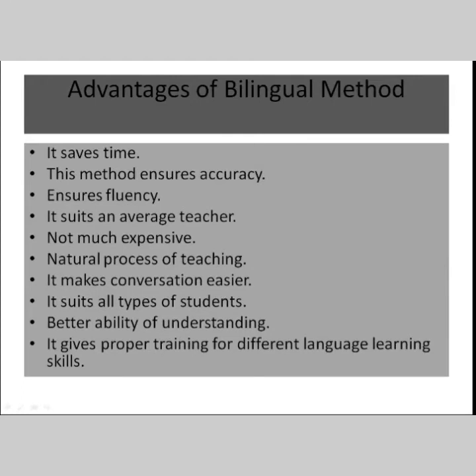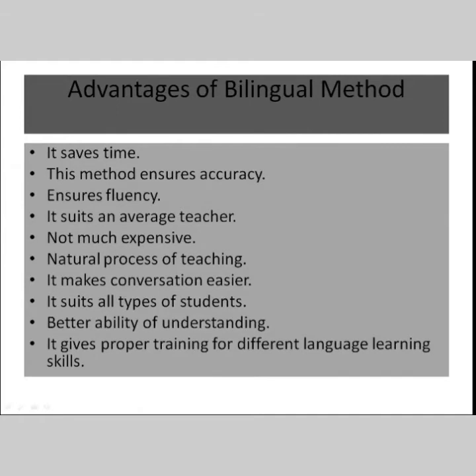Next point is natural process of teaching. In the bilingual method, the natural process of teaching is followed. The natural process of teaching language is listening, speaking, reading and writing, and this method is followed in bilingual method. Next point is it makes conversation easier. So the students have got the clear idea of language, so the conversation becomes easier for the student.